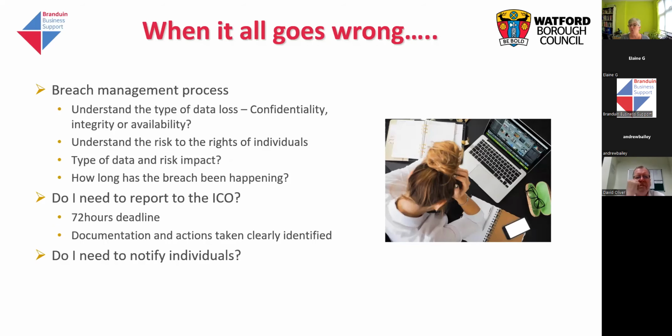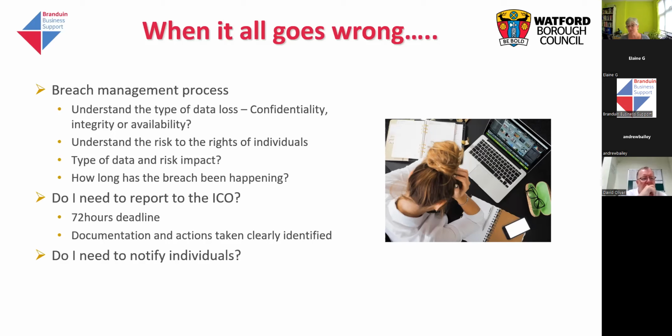So what happens when it all goes wrong? Do we have to speak to the ICO? How do we speak to the ICO? What are we doing? Well, the first thing is not to panic, right? You need to understand the type of data loss. Is it confidentiality? Is it integrity? Is it availability?